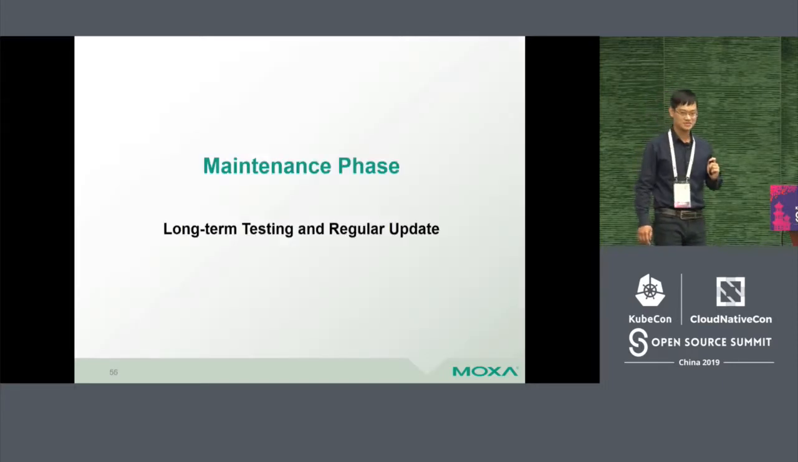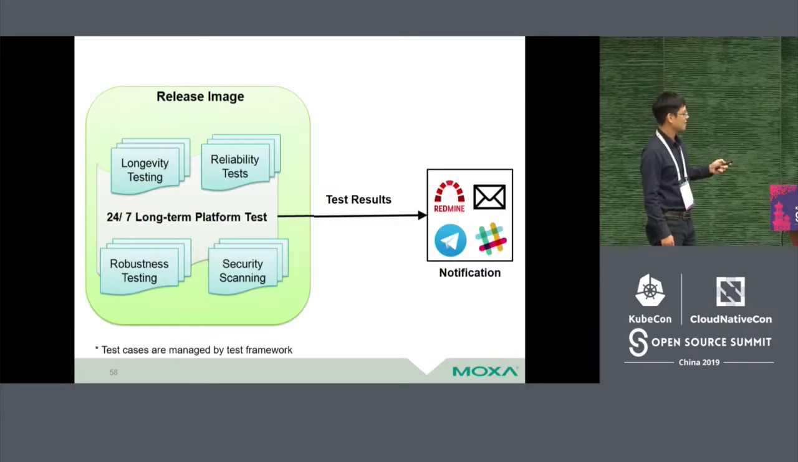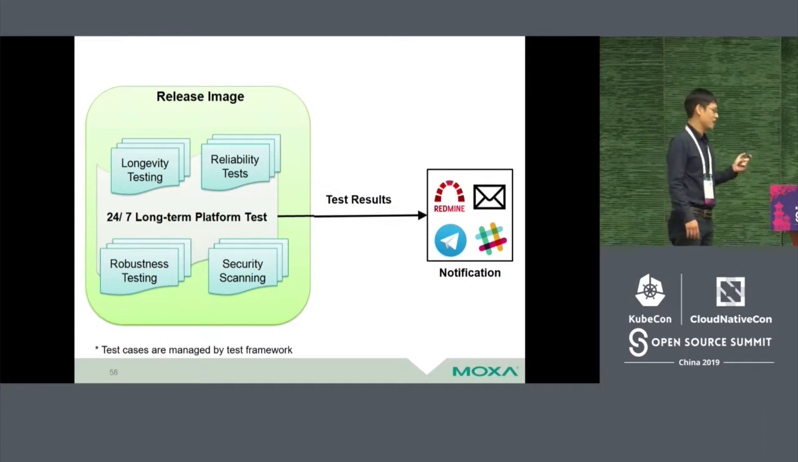Okay, the next is the maintenance phase. In the maintenance phase, we have long-term tests. Long-term test means longevity testing, reliability testing, robustness testing, and security scanning. We have to do this testing 24 hours a day, 7 days a week, because we have a very, very long life cycle for our product. The test cases are managed by the test framework.